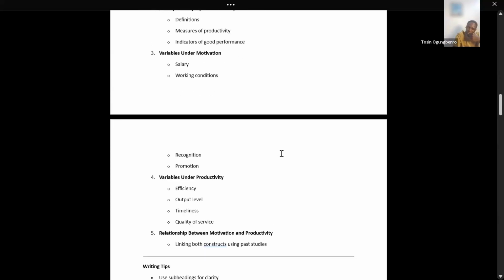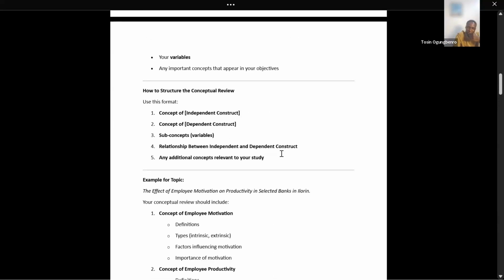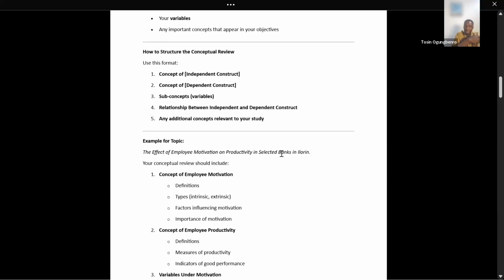So that is the conceptual review, and in your conceptual review you have to reference a lot. It's reference intensive. Unfortunately, we are not going to be talking about reference managers. I talked about reference managers; there are different types. You can go and explore them on your own. We have Mendeley, we have Zotero, we have Cite This For Me.